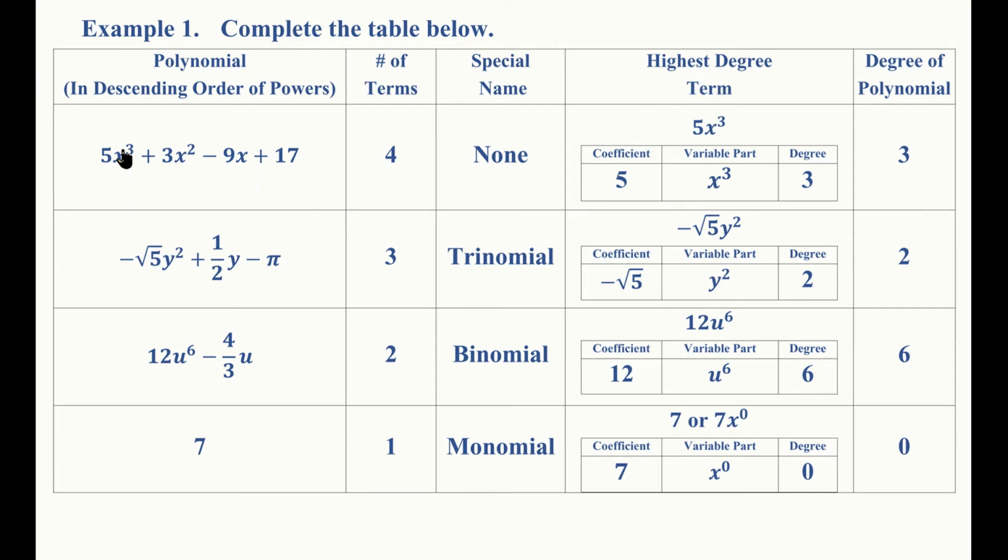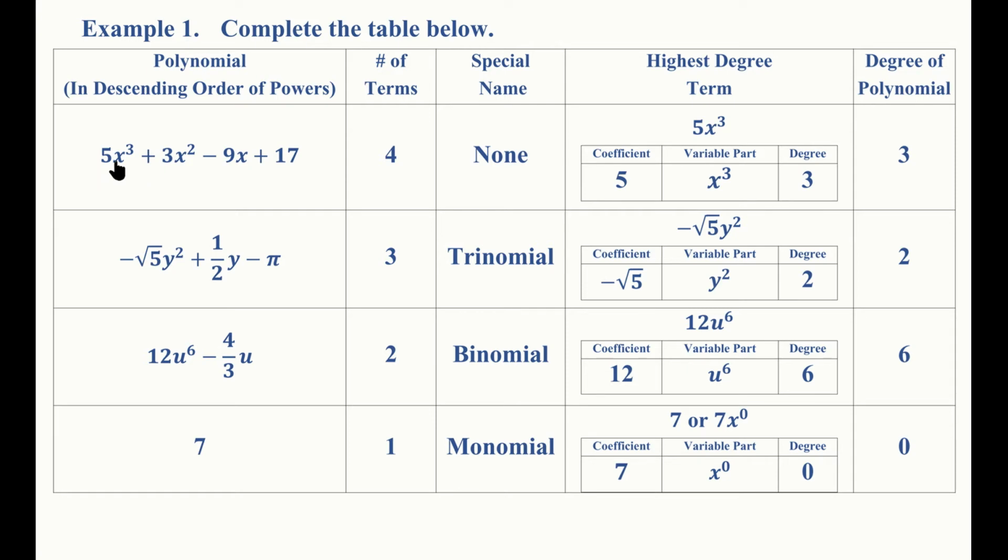Now, which one is the highest degree term? It's this one. So it's the 5x cubed. Now, notice the coefficient of that term is 5. The variable part is x cubed, and the degree is the exponent, which is 3. So what is the degree of the whole polynomial? Well, remember, the degree of a polynomial is the same as the degree of one of its terms that has the highest degree.